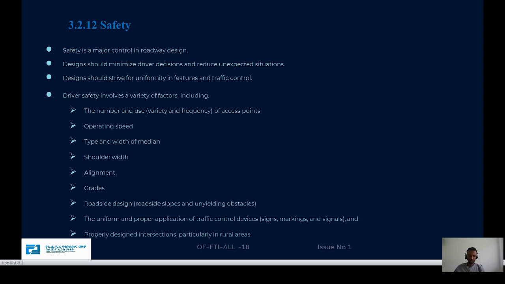We are always driving with the design speed. Then the type and width of the median: if there is a median, there is more safety. Shoulder widths. Alignment is very important, both horizontal as well as vertical alignment. In horizontal alignment, the horizontal curves should be greater than the minimum radius. The sharper it is, the more the safety will decrease. And also vertical alignment: the steeper the alignment, the more the safety decreases. Roadside design also will be very important.